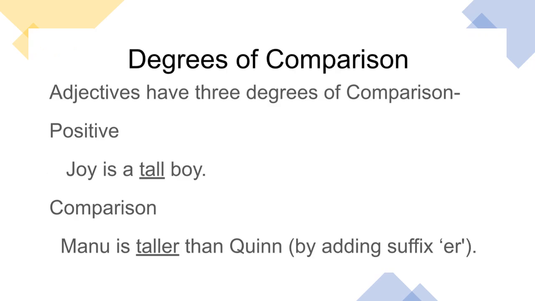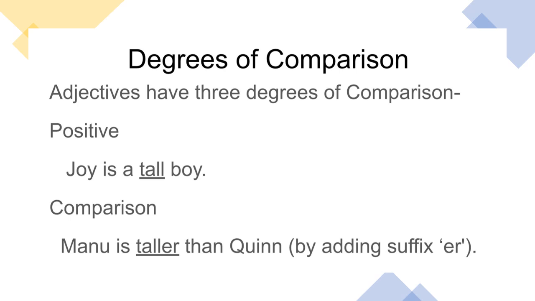Next, we have degrees of comparison. When we talk about degrees of comparison, that means you are comparing one thing with the other. Same with grammar, adjectives have 3 degrees of comparison. The first one is called positive. For example, Joy is a tall boy. We all know that he is a tall boy. There is no one to compare with. That is the first stage.